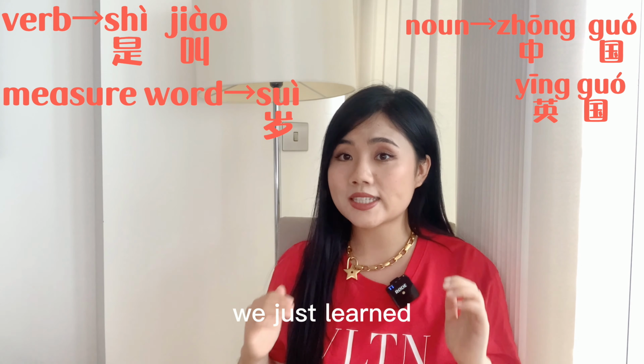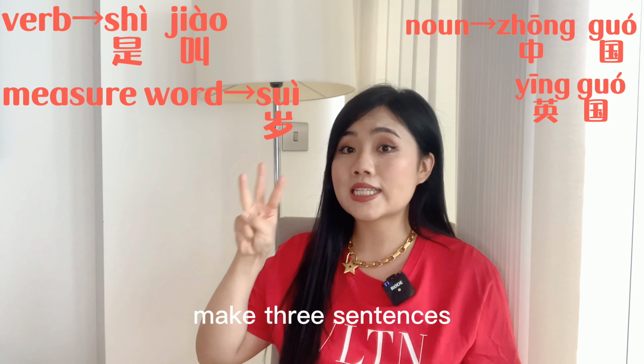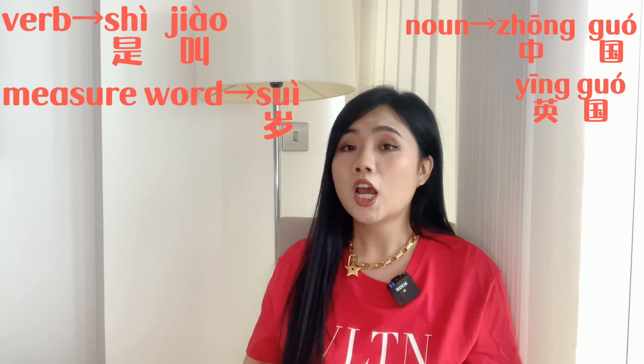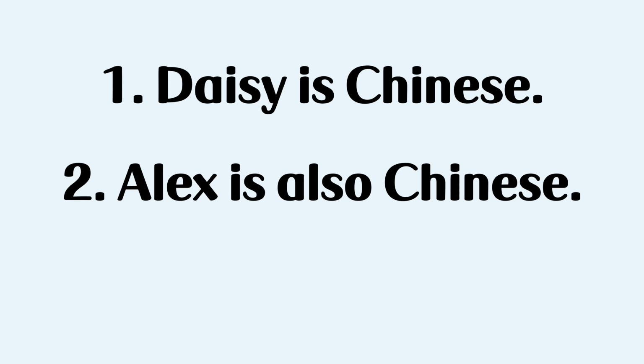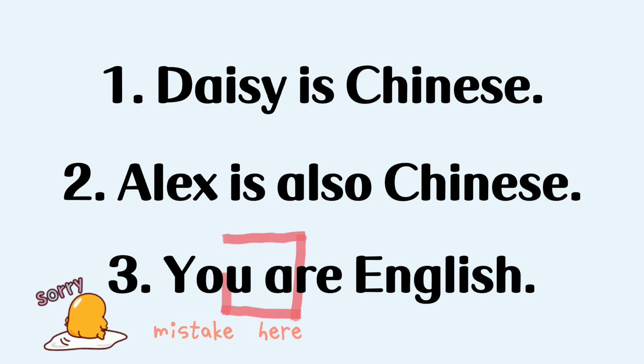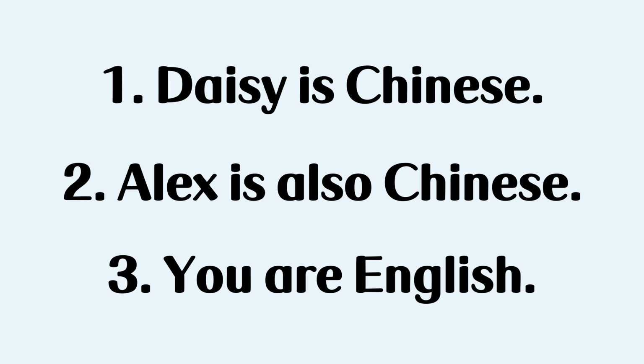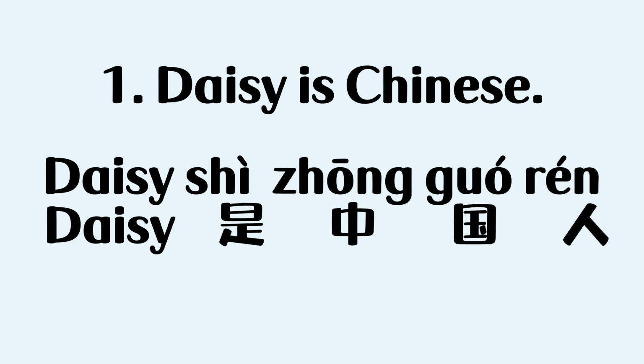Now let us make some sentence together. Use the words we just learned. I want you guys to make 3 sentences with me together. So the first one is Daisy is Chinese. Second one is Alex is also Chinese. The third one is I am English. So now let us do it together. Daisy is Chinese. Daisy 是中国人.